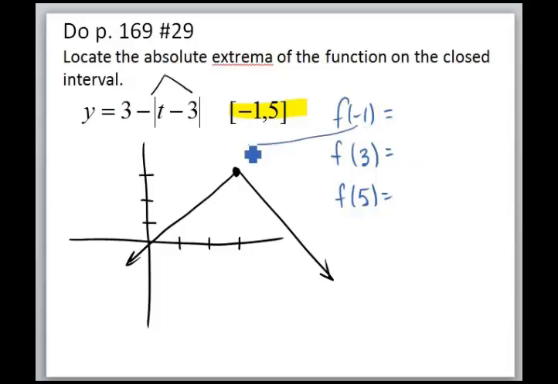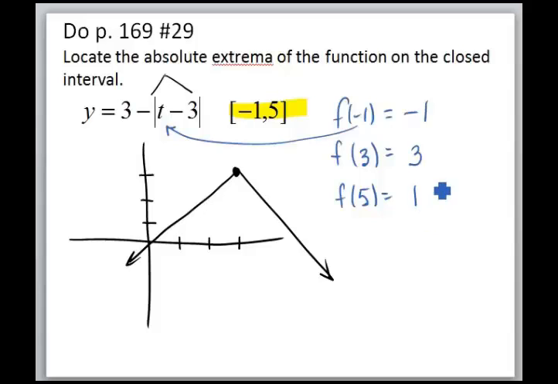When you plug in -1 here, we get -1 minus 3, which would be a -4. Absolute value of -4 is 4, so 3 minus 4 is -1. When I plug in 3, 3 minus 3 is 0, 3 minus 0 is still 3, and I plug in 5, 5 minus 3 is 2, 3 minus 2 is 1.